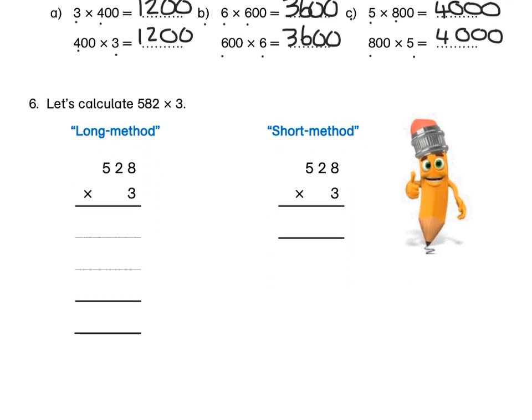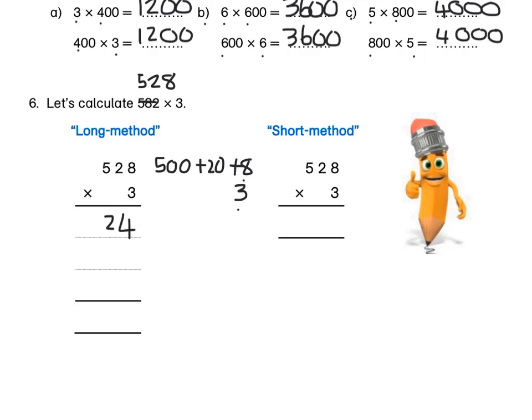Let's move on. Now we're going to calculate 528 times 3. So here we have 500 plus 20 plus 8. We must multiply each part by 3. 3 times 8 is 24. 3 times 20 is 60. And 3 times 500 gives 1500. Simply add up 4, 8, 5, 1. And there we have the answer.